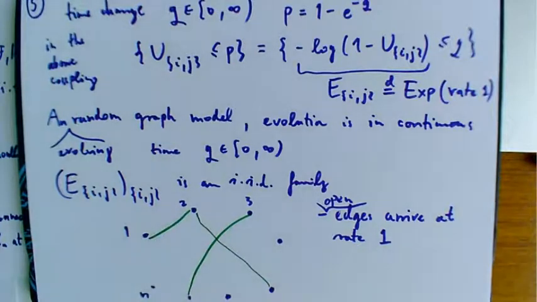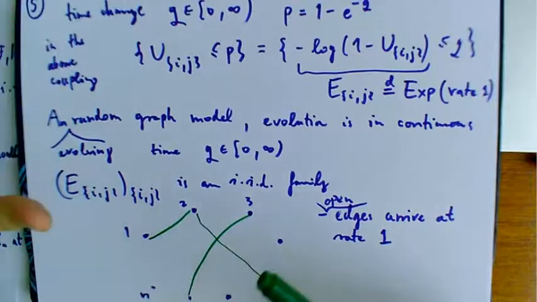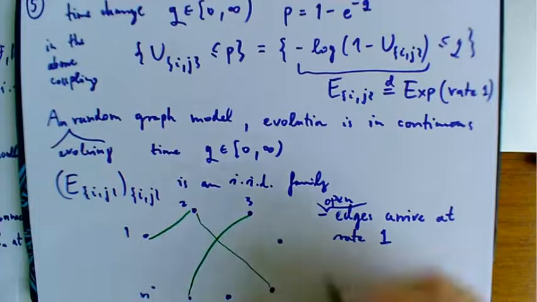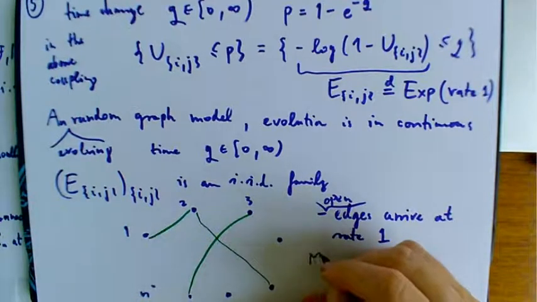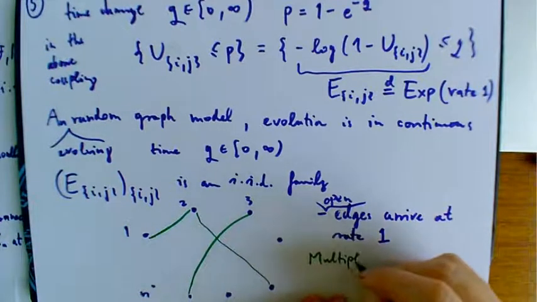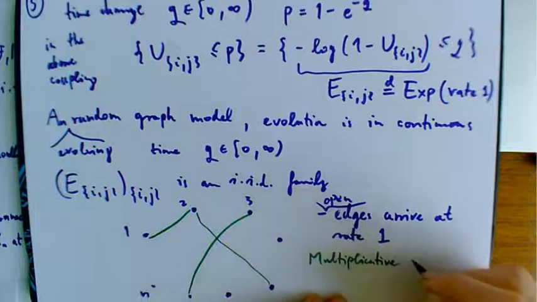Okay, this is evolving. It's interesting that this is a multiplicative coalescent. It is a finite, of course, random graph. We did nothing, we just made a time change, but this is a multiplicative coalescent. And what do I mean by that?